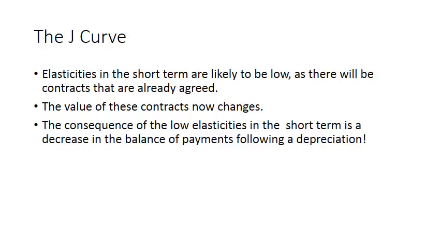The J-curve is just then an application of that principle. The elasticities in the short term are going to be quite low. That's because firms have already negotiated contracts into the near future that they're not going to change on the basis of an exchange rate change. So in which case the Marshall-Lerner condition won't be met because the elasticities won't be high enough to add up to greater than 1. And so what we actually find is that rather than the depreciation improving the balance of payments, it's actually going to make it worse.